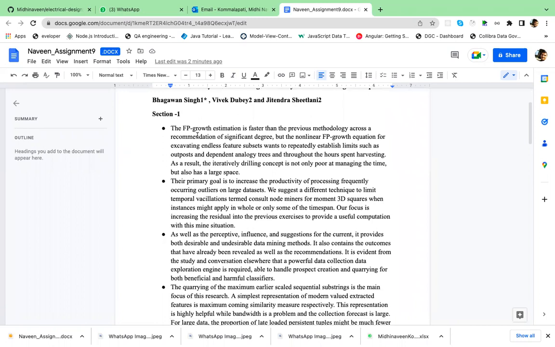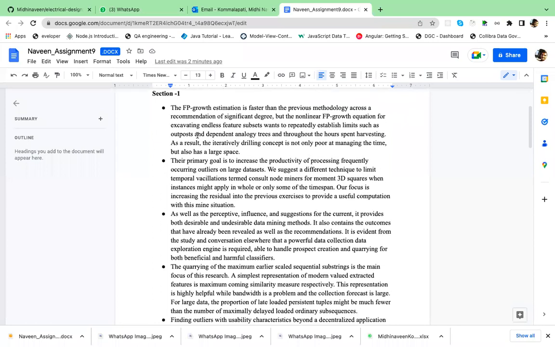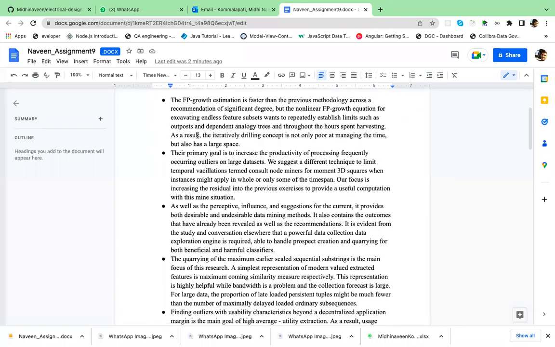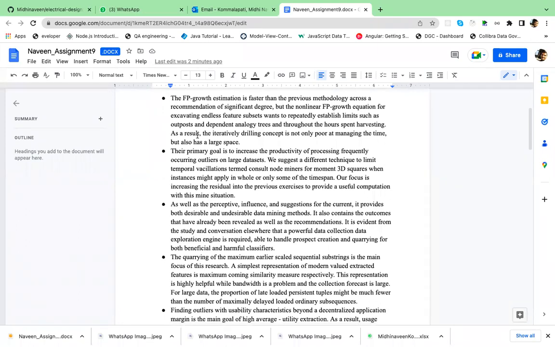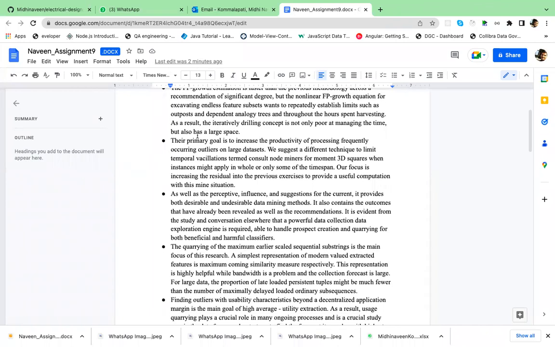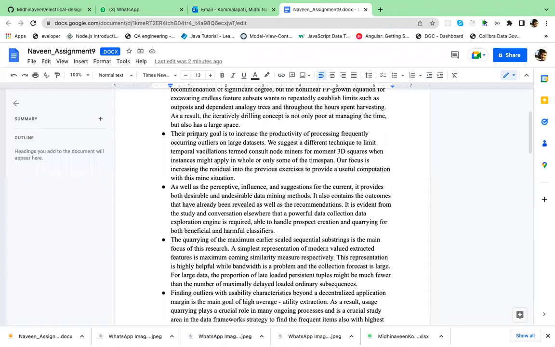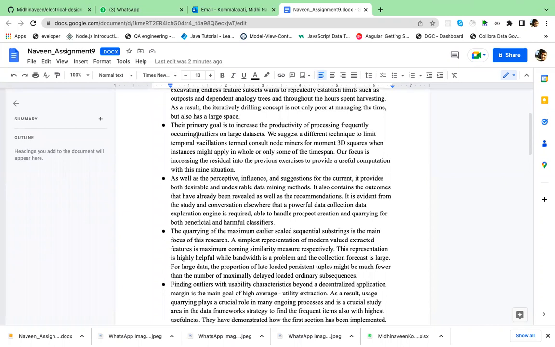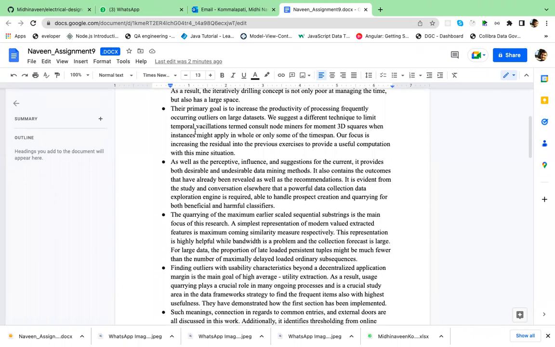Coming to section 1, the FP-growth estimation is faster than the previous methodology to a significant degree, but the nonlinear FP-growth equation for equating endless feature subsets has to repeatedly establish limits such as outposts and dependent analogy trees throughout the mining process. As a result, the iterative drilling concept is not only poor at managing time, but also has a large space requirement. Their primary goal is to increase the productivity of processing frequently occurring outliers on large data sets.